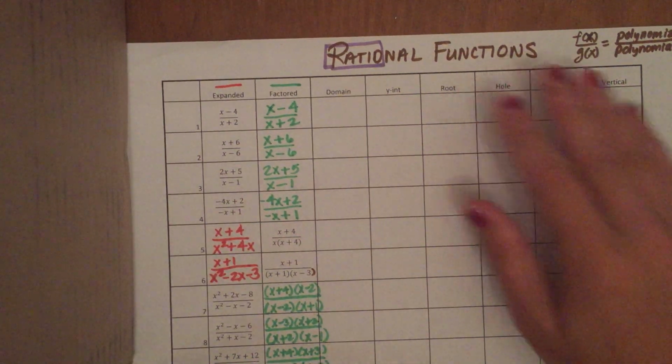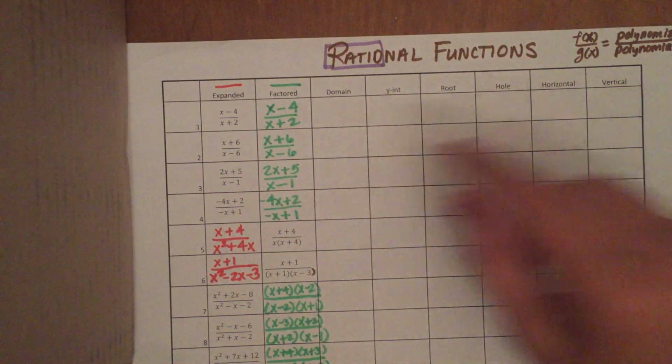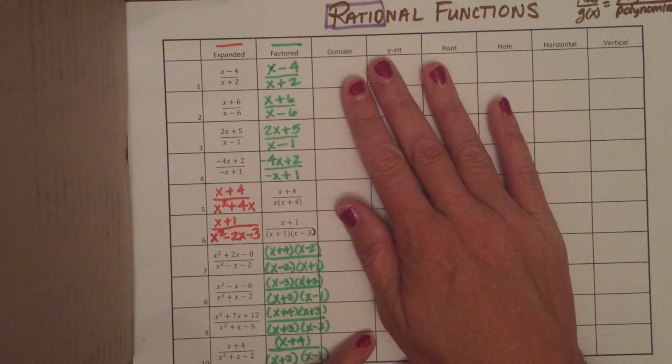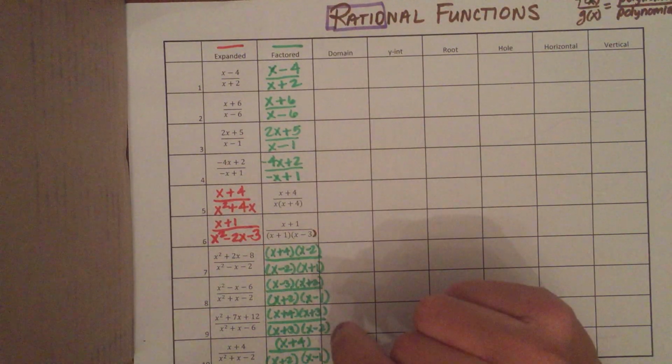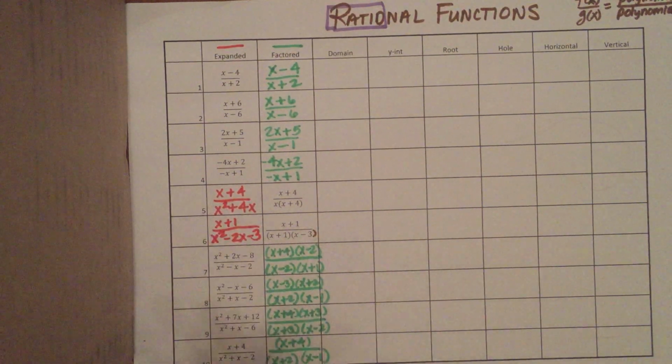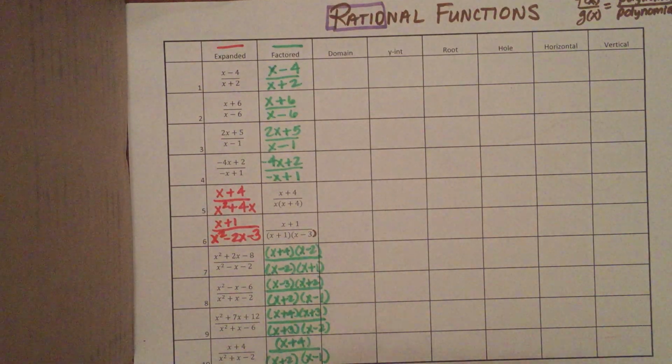Now that we've converted from expanded to factored form and factored form to expanded form, we're going to look at finding the domain of each of these functions. And remember, we've talked about domain and range in class, where domain is what you can plug into a function. It's your input, and the range is the output. So when we talk about domain and range, the domain is your x value. What can I plug in? What can I input for x?